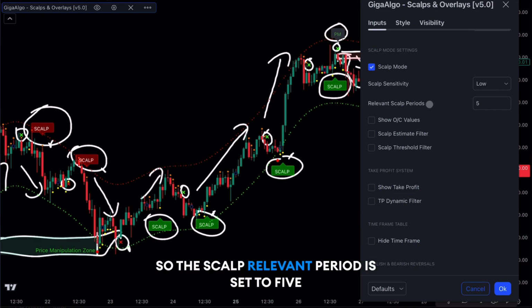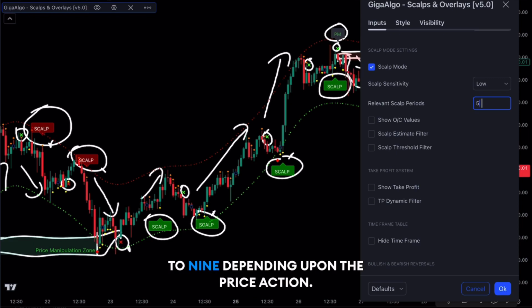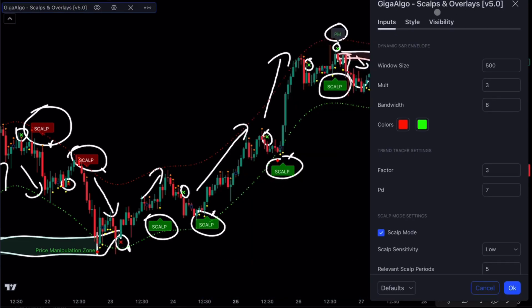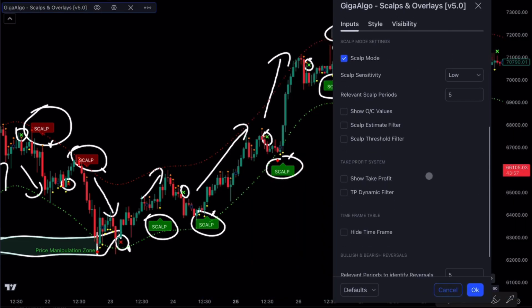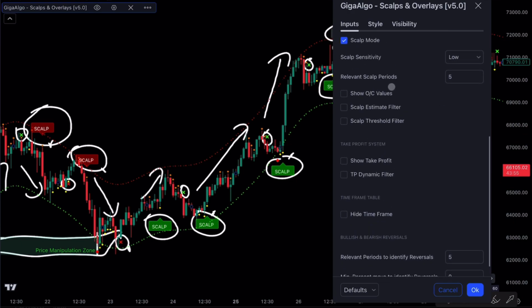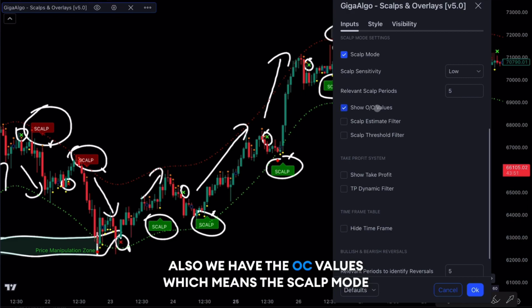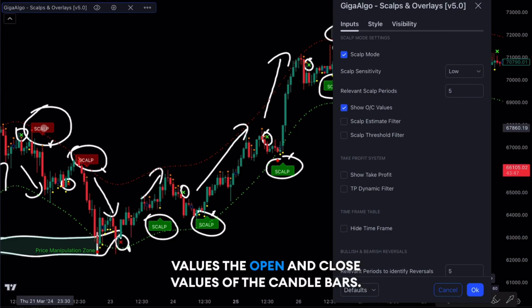The scalp relevant period is set to 5 by default. You can set it between 5 and 9, depending upon the price action. Also, we have the OC values, which means the scalp mode values, the open and close values of the candle bars.